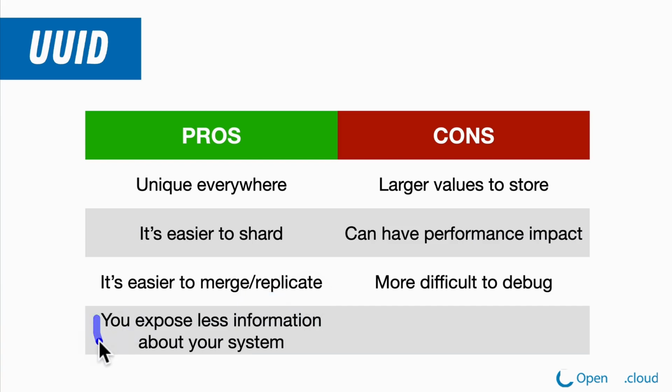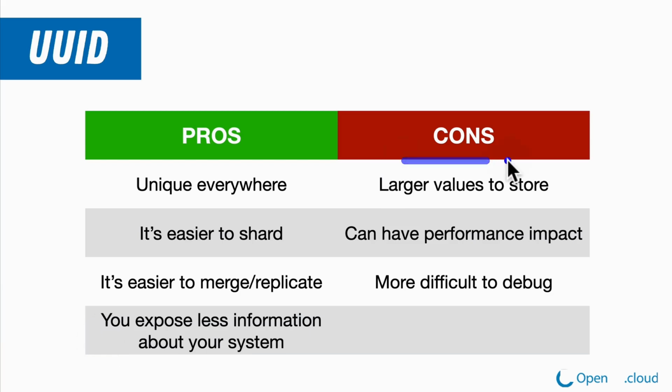One of the most important last pros, and there are many other pros, is that you expose less information about your system. If you expose that a user is 1, 2, 3, 4, or 526 in your system, you're exposing some information about your system that you don't want people to know about. A unique identifier is way more pleasant in that regard.